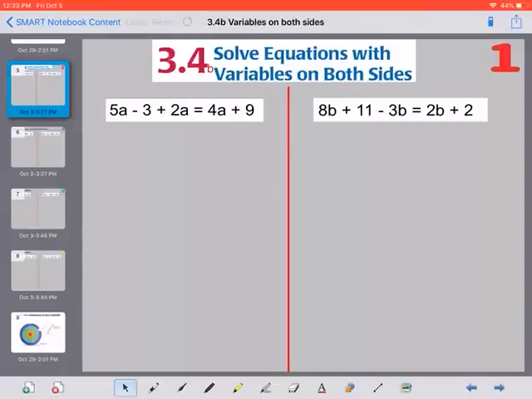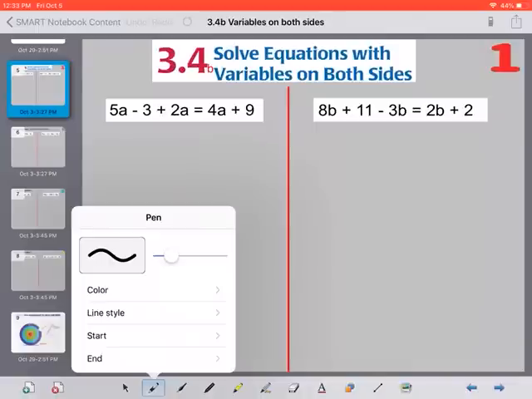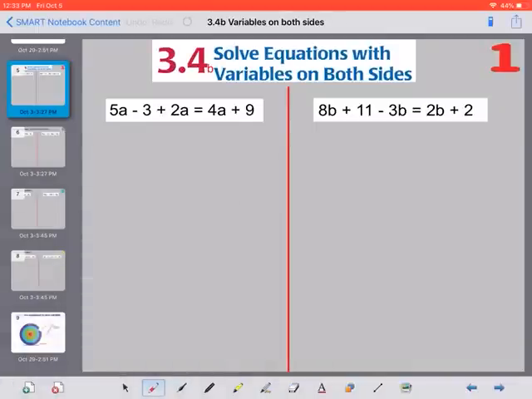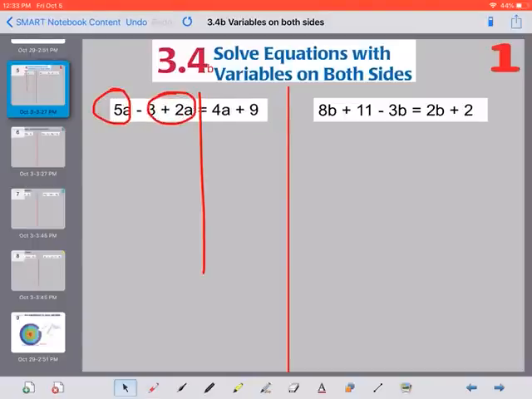Hello, today we're doing 3.4b, which is solving equations with variables on both sides. Very similar to what we did the other day. Today we're just doing a little bit different type of equations. For example, neither of these have distributing. We do have on the same side two terms that are alike. We call those like terms.